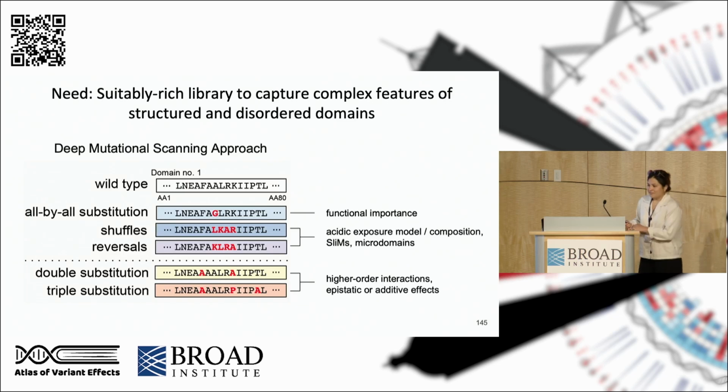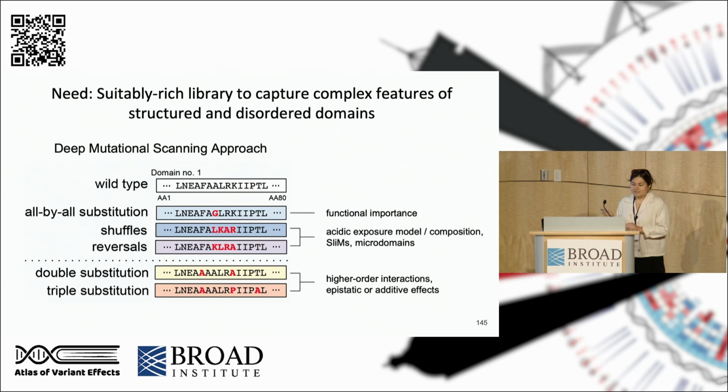And so the second thing we would need for our work is a suitably rich library that would really capture all of the information that we are interested in. And because we wanted to make predictions at amino acid resolution, we decided to take a deep mutational scanning approach. So our library, of course, consists of our wild type domains. And then, of course, we also wanted to do a saturation all by all mutagenesis on each of our domains.